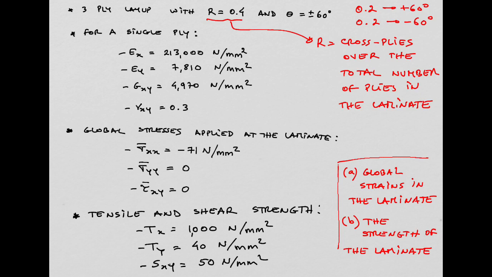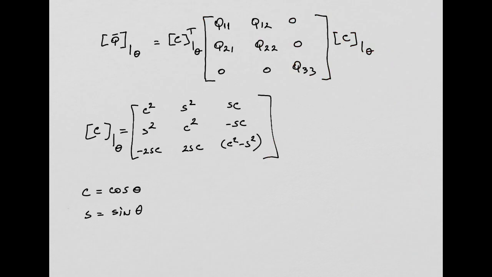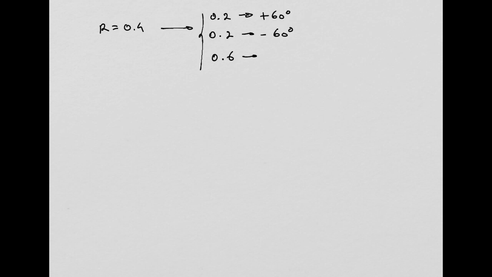So this slide is getting very busy, so I think I shall do it here. So R equal to 0.4, 0.2 for the plus 60 degrees, 0.2 for the minus 60 degrees ply, and 0.6 for the 0 degrees. The total is equal to 1. So these are my h_i over h, right?